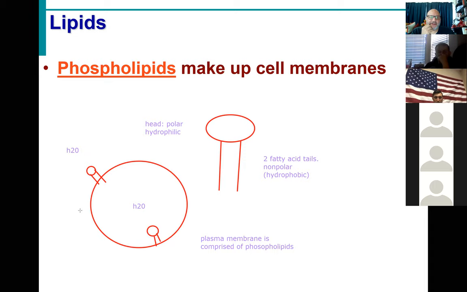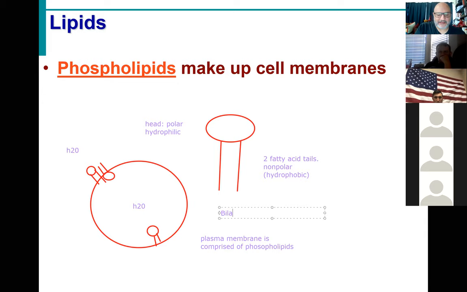So what do we do? Do we alternate them? Have one pointing out, one pointing in? Is that what we're going to do? How do we resolve this issue? How do we use these phospholipids to deal with water both inside and outside of the cell? Bilayer. There you go. That's the magic word. We use a bilayer. Absolutely.